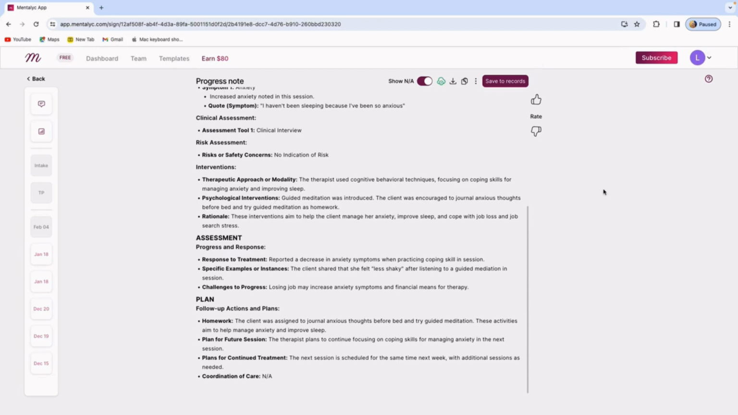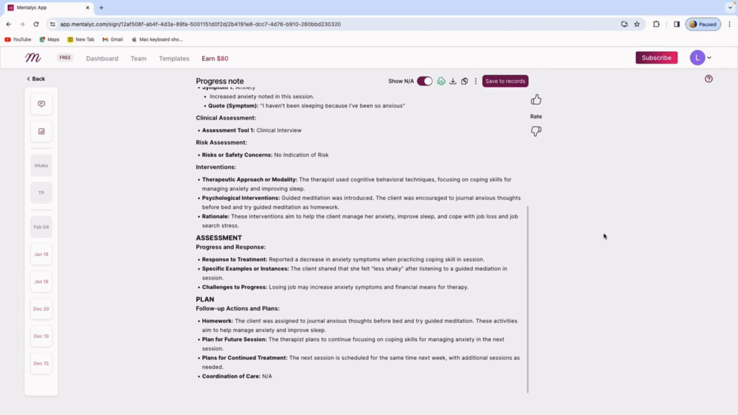Next is assessment. So this is where we pull in our clinical skills and just explain how the client is responding to treatment, any progress that we're noticing. So the client reported herself a decrease in anxiety symptoms when practicing the coping skill in session of the guided meditation. Some specific examples or instances that we can look back on are that the client shared she felt less shaky after listening to a guided meditation in session, and challenges to progress that we might note. So the client losing her job may increase anxiety symptoms, and some stress related to financial means for therapy.